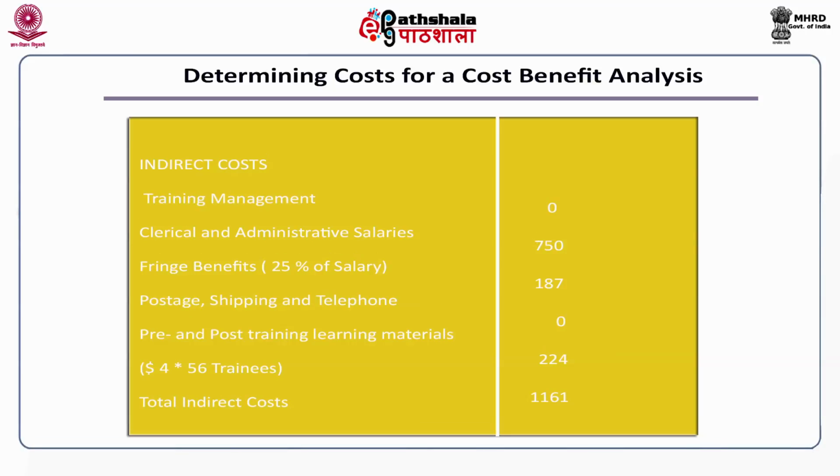Indirect costs involved in the program. Training management costs would be 0. Clerical and administrative salaries would be $750. Fringe benefits would again be 25% of the salary, $187. Postage, shipping and telephone would be 0. Pre and post training learning materials for 56 trainees would be $224. Therefore, total indirect cost would be $1,161.